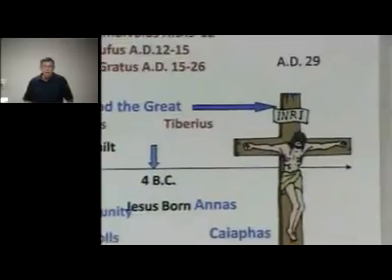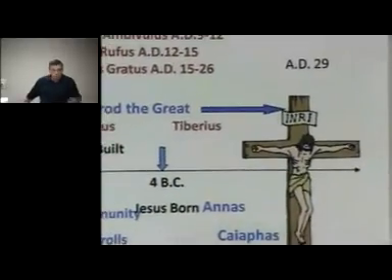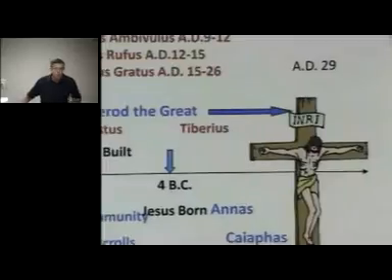Now, people get messed up because they think he was born at 0. That's not true according to our present calendar. He was born about 4 to 5 BC. And so instead of the church beginning in AD 33, you need to back that up about 4 years to AD 29, or maybe you could stretch it to AD 30, but certainly not AD 33.